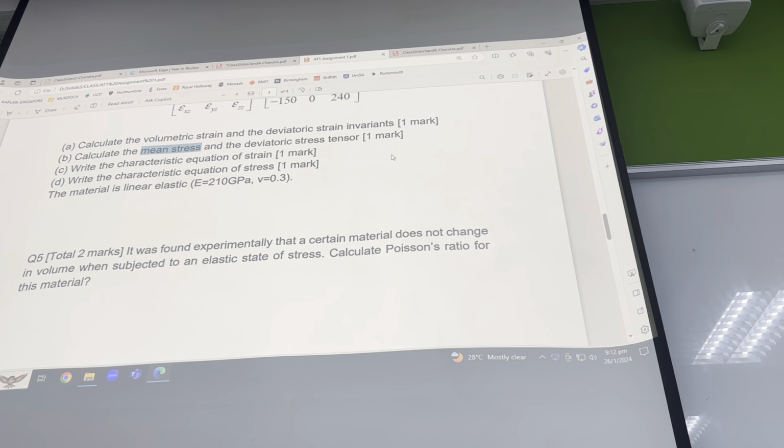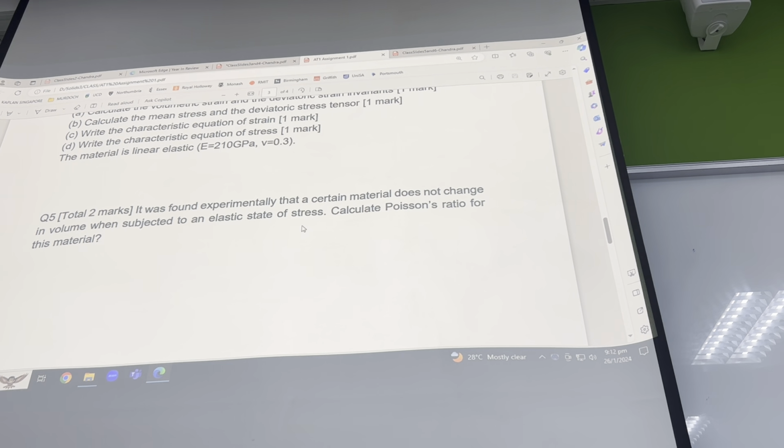Okay, so the next one: it was found experimentally that a certain material does not change in volume when subjected to an elastic state of stress. For such materials, calculate the Poisson's ratio. So this is basically a worked out example in many textbooks. Okay, so it's quite simple. So try to understand what is given, and this question has 2 marks for the assignment.